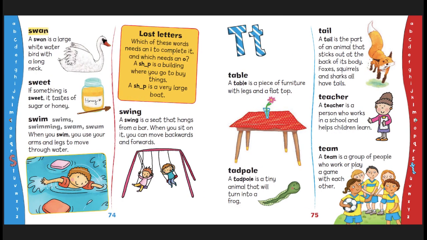Swan. A swan is a large white water bird with a long neck. Sweet. If something is sweet, it tastes of sugar or honey. Swim. Swims, swimming, swam, swum. When you swim, you use your arms and legs to move through water.